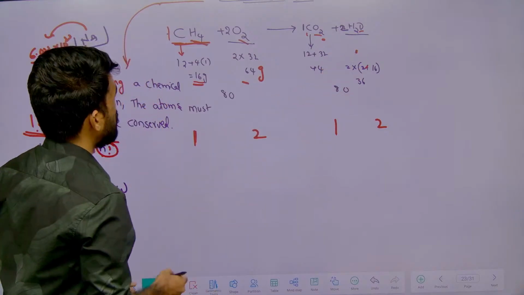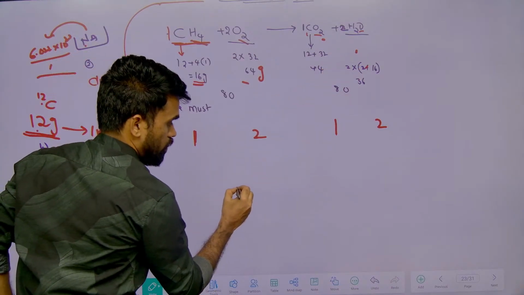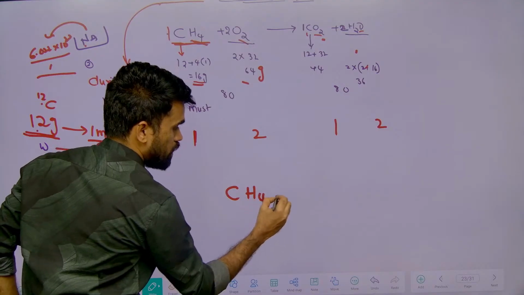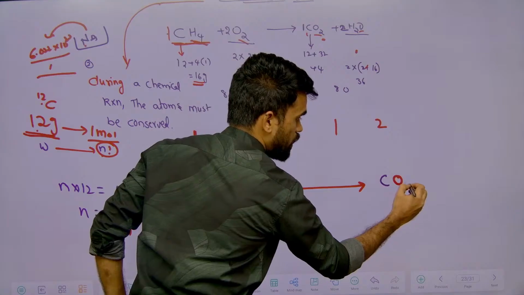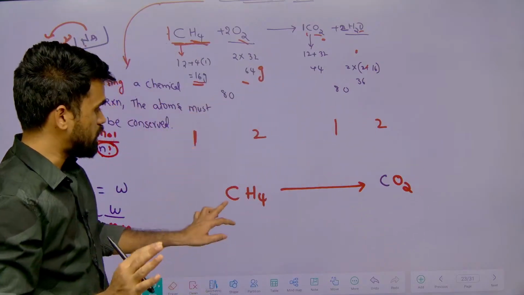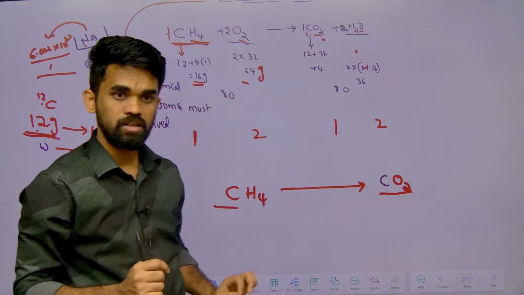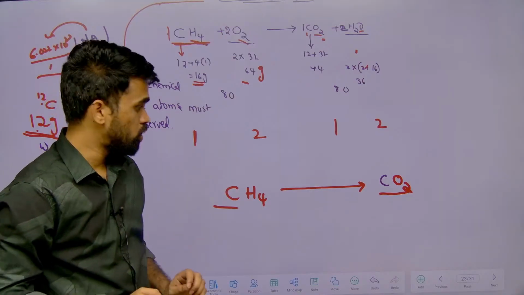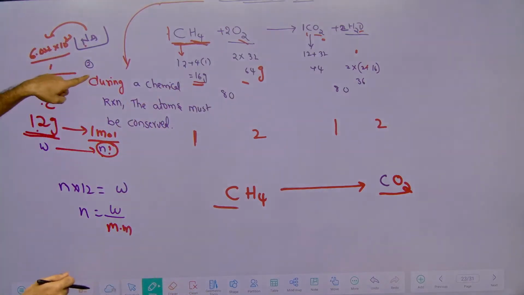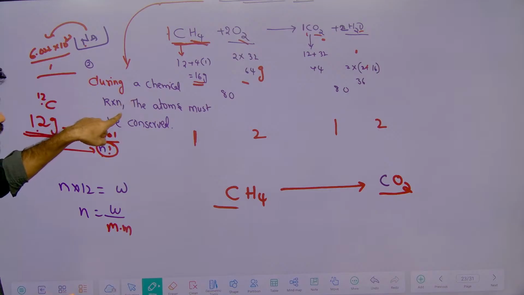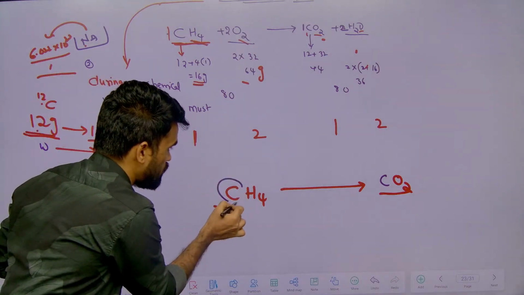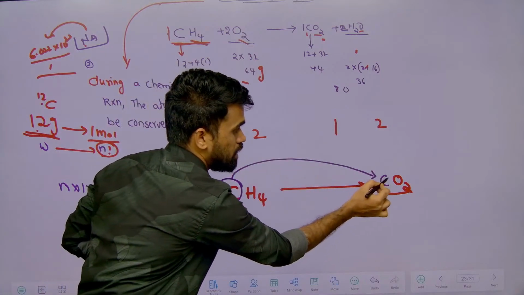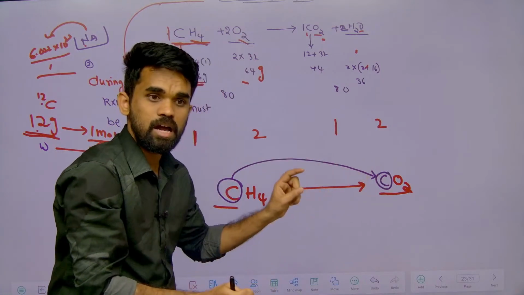Now what you need to do: I have given you methane, and I am asking how many grams of carbon dioxide are produced. So what is common in both of these? Carbon is common. That's why the second modified theory I told you: during chemical reactions atoms must be conserved. So whatever carbon atoms are there are conserved, meaning they convert into carbon dioxide.